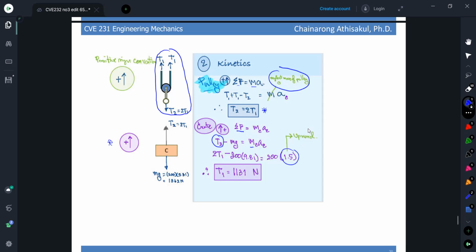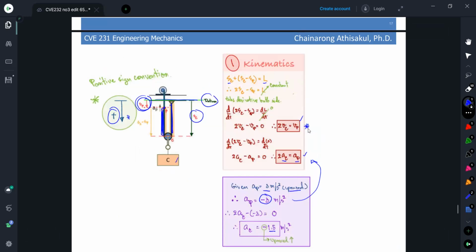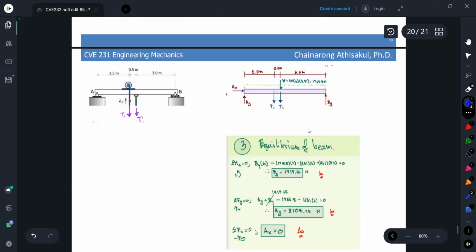So we substitute each value into this equation, with T2 equal to 2T1. According to this, we obtain T1 equal to 1131 Newtons. So now we already know the tension in the cable that will be applied to the beam. Now we know the tension already, right?